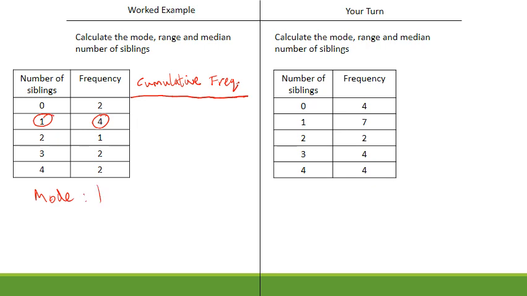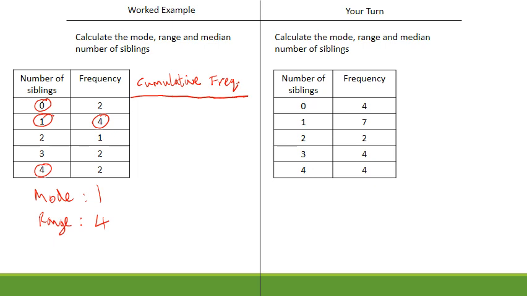For our range, we're going to have a look at what is the largest number that we've got, and we can see from our table we have some of the number 4, and we've got some number zeros as well. So therefore our range is going to be 4 take away 0, which is 4.